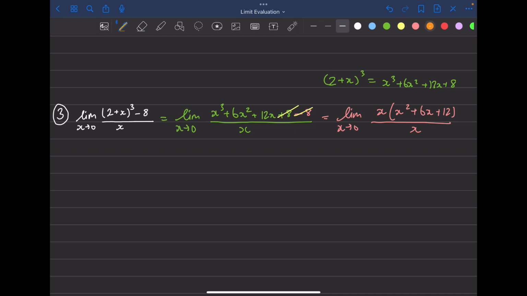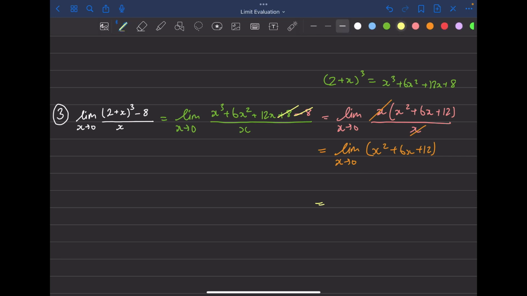From here it's pretty simple. We have an x on the numerator and the denominator. So let's simplify. They both go away. And now we would have the limit as x approaches 0 of x squared plus 6x plus 12. Before doing anything, let's ask ourselves, is this going to be valid if I evaluate it? The answer is yes, because we're not dividing by 0 anymore. So if you just plug in 0, you would get a valid answer.